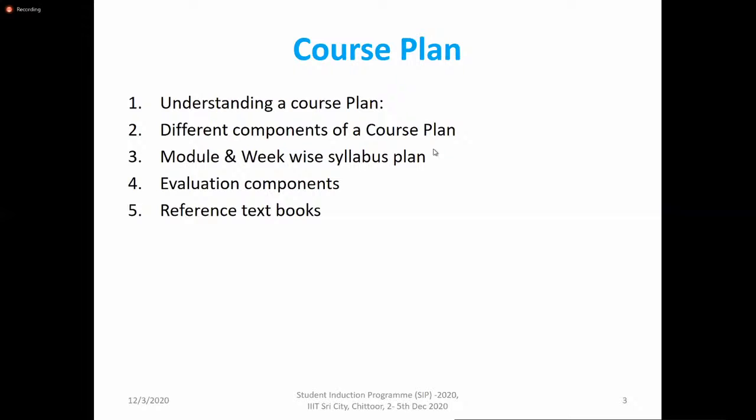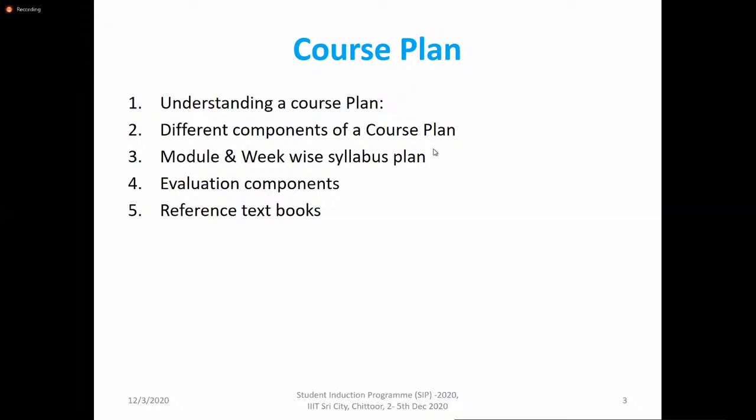Those details will be given by Dr. Mrinmay, who is also another UG coordinator. He will explain to you the different continuous assessment components, but I will just give you an example of what can be part of the evaluation components.